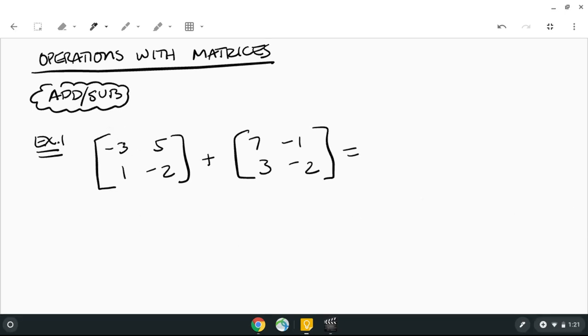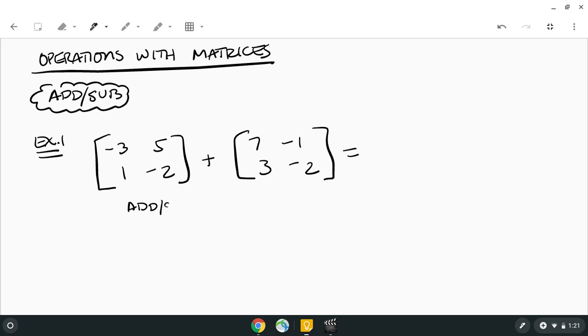So you add negative 3 here, first row, first column, with this one here, 7, first row, first column. Then you would add the 5, first row, second column, with first row, second column. You add this one with the 3, the negative 2 with the negative 2. Clearly they have to have the same dimensions in order for you to add or subtract them. So just add or subtract corresponding entries.